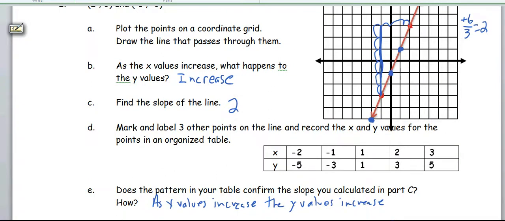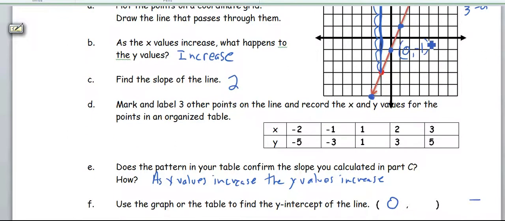And I need to find this point right here. That point right there is (0, -1). It's right where it crosses that y-axis. So I can come in here, (0, -1).